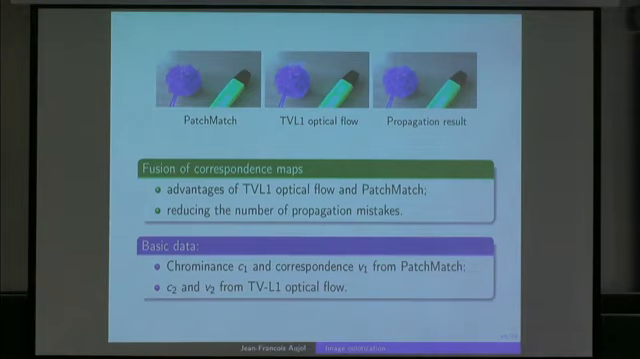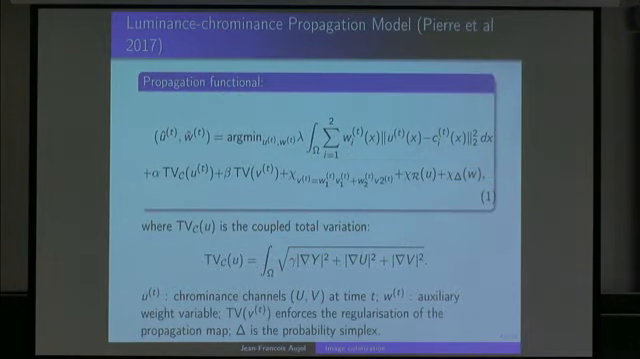So just to fix notations, there will be the correspondence candidate C1, which comes from the patch match algorithm, and the correspondence map V1 associated to it, and C2 and V2 will be for the TVL1 optical flow. Now if we look at the model, of course it's inspired by the one for still images. So we have the same data term. The only difference for the data term is that we only have two candidates and not more. But we could have more, of course. In our case we limited ourselves to two correspondence map candidates.